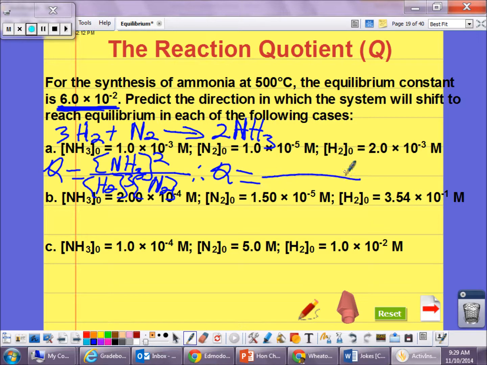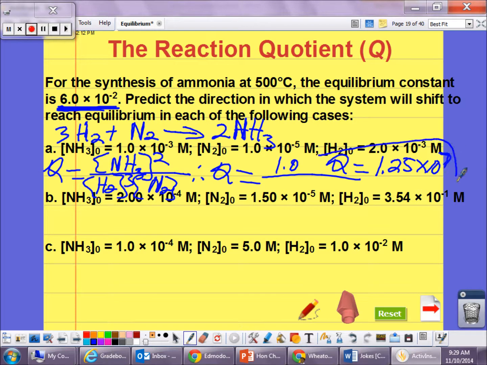You already have the final answer? Q equals, what is it? 12.5 times 10 to the 6. How come you have 12.5? In scientific notation, it is 1.25 times 10 to the 7.